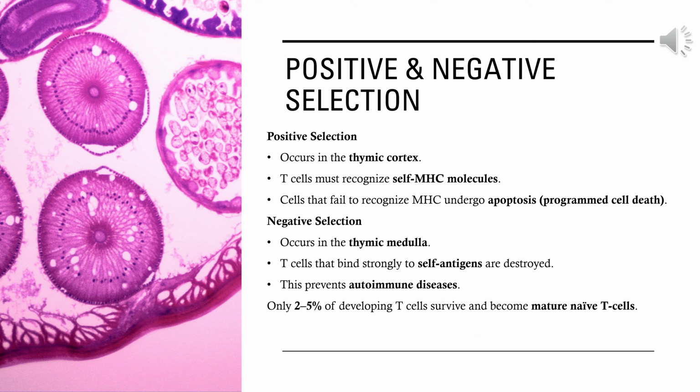Negative selection. Occurs in the thymic medulla. T-cells that bind strongly to self-antigens are destroyed. This prevents autoimmune diseases. Only 2 to 5% of developing T-cells survive and become mature naive T-cells.